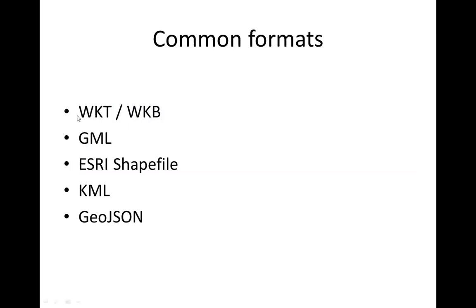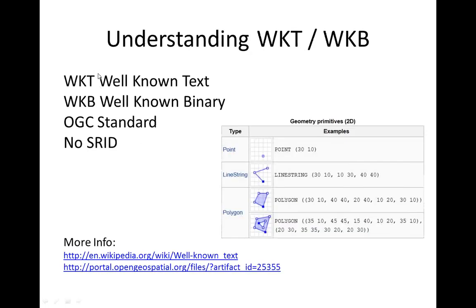So some of the common formats, we've already talked about WKT and well-known binary. You have GML, ESRI shapefiles, KML, and GeoJSON is kind of the newcomer. So we'll look at well-known text.